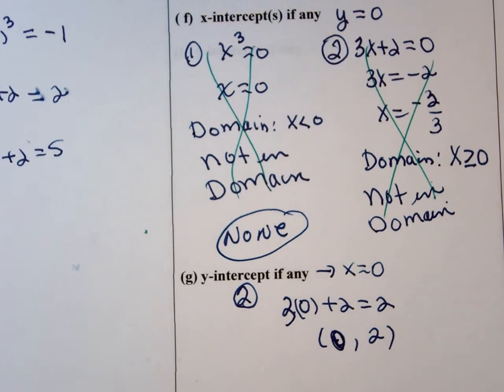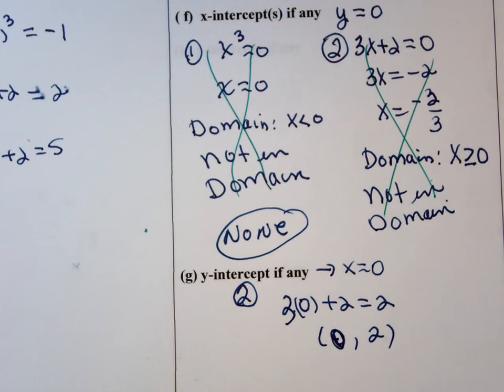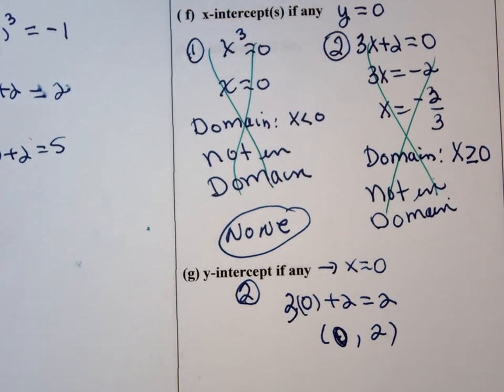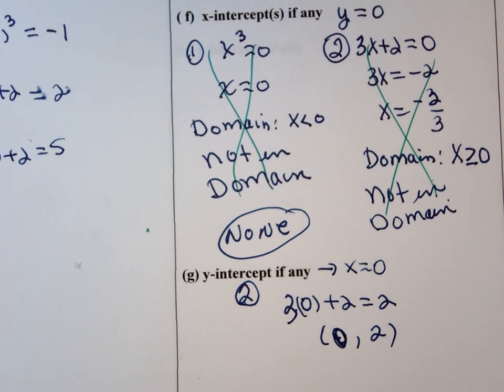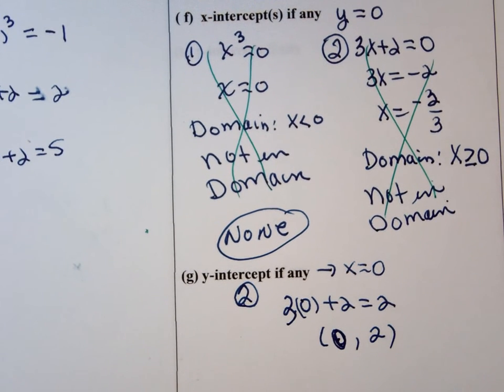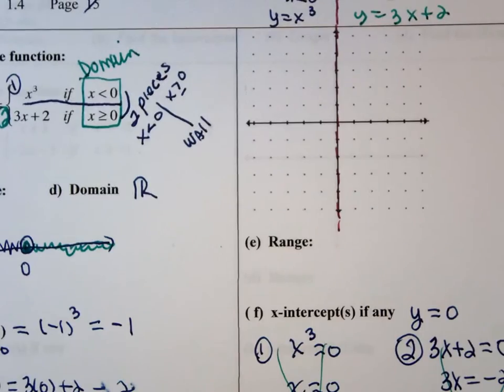Now that's how you have to go about it algebraically. I'm not going to ask you to do that. I'm going to ask you just to read it off the graph. It's quicker, and I think from an exam point of view, it's quicker. So let's do one last thing. Let's graph it.